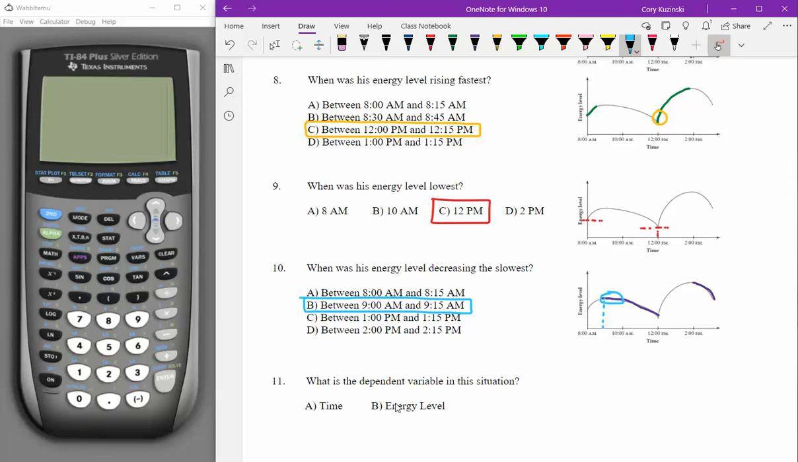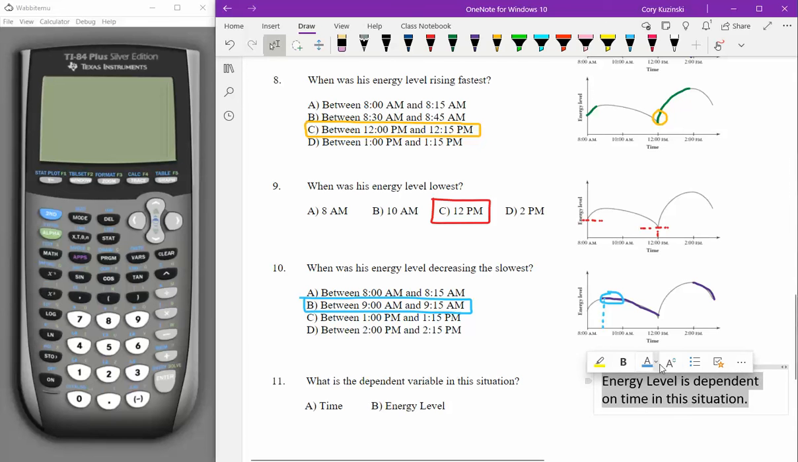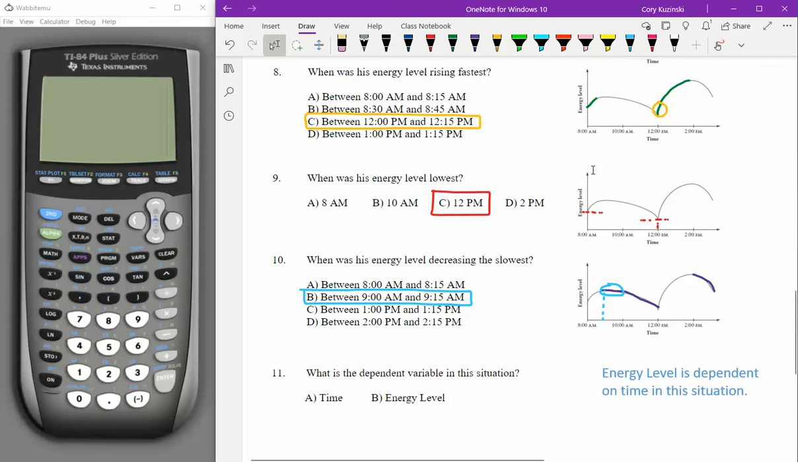And what is the dependent variable in this situation? Well, I guess we would say that energy level is dependent on time in this situation. Energy level is dependent on time. That makes energy level the dependent variable.